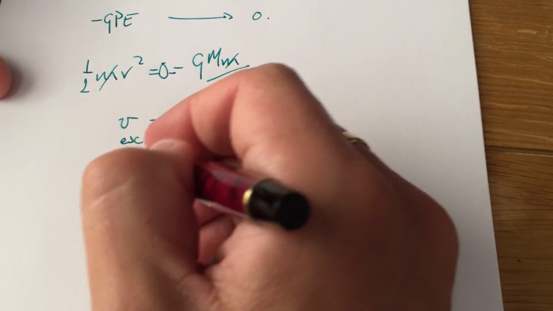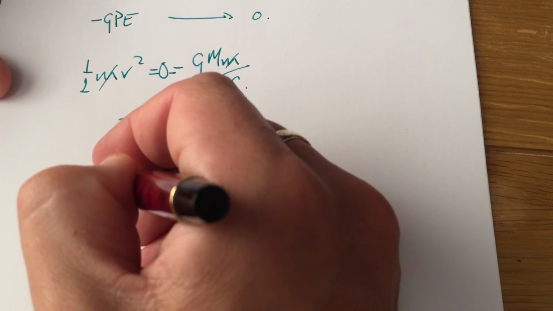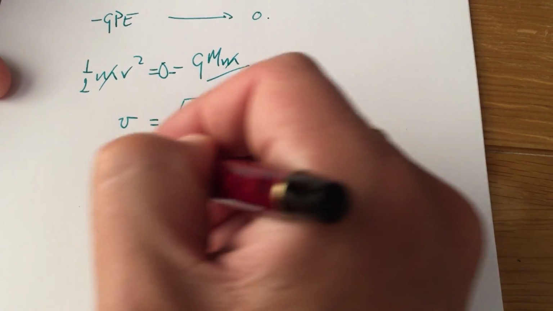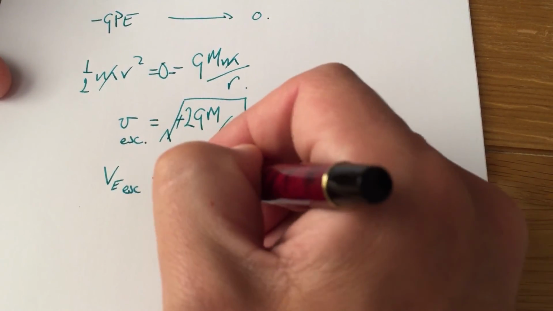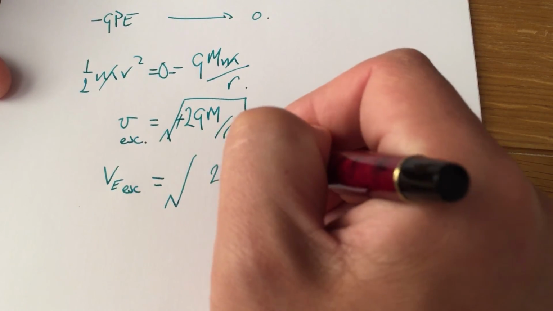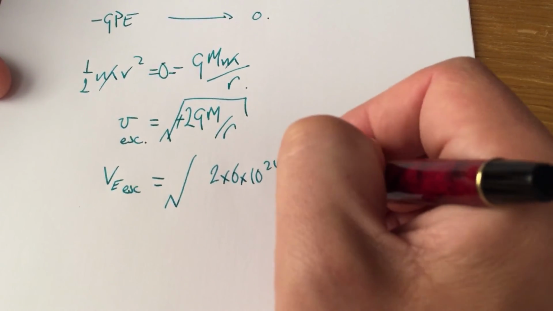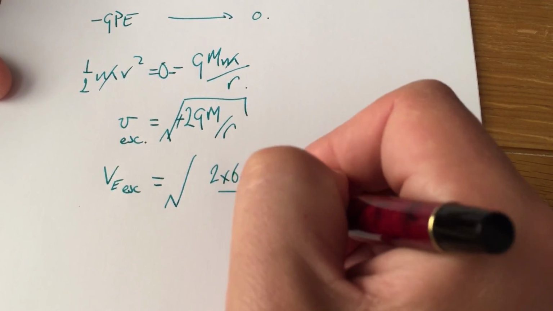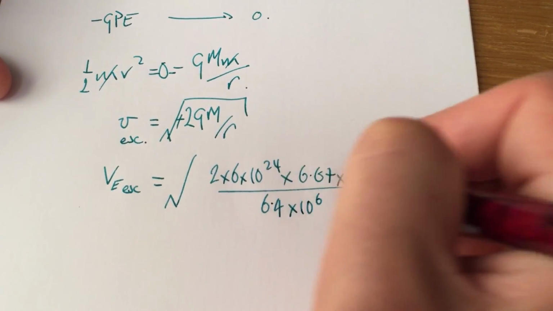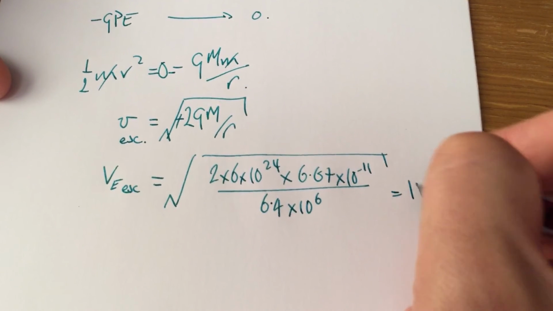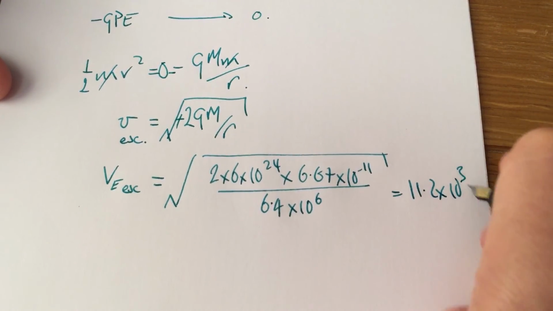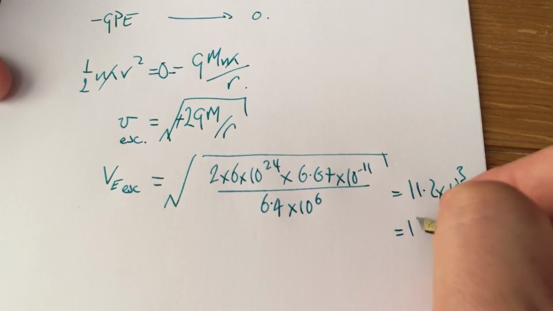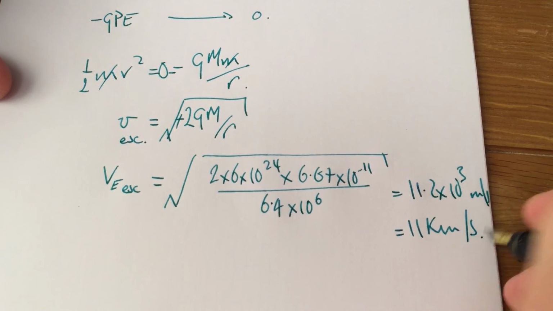Anyhow, what is it for Earth? So let's see, V escape for Earth. That's going to be the square root of 2 times 6 times 10 to the 24 times 6.67 times 10 to the minus 11, divided by the radius from the surface of the Earth. That gives us 11.2 times 10 to the 3 meters per second, or 11 kilometers per second.